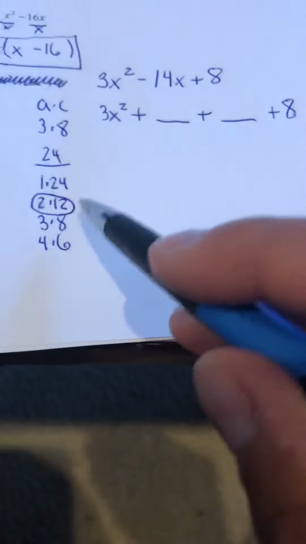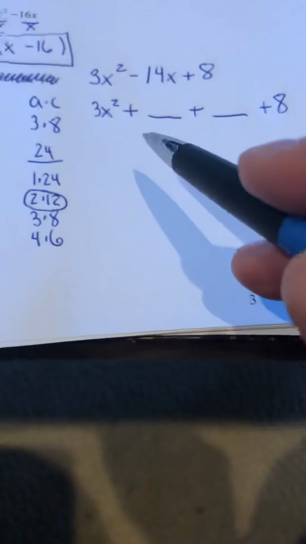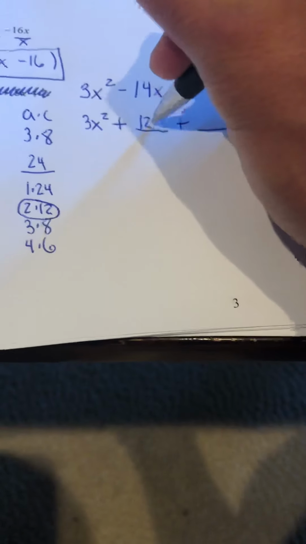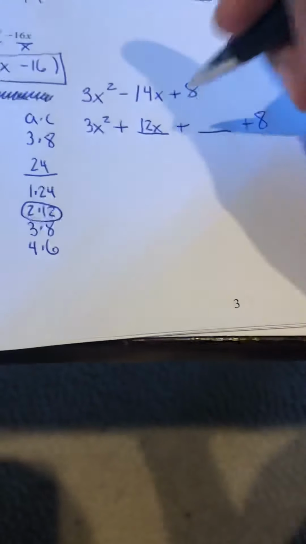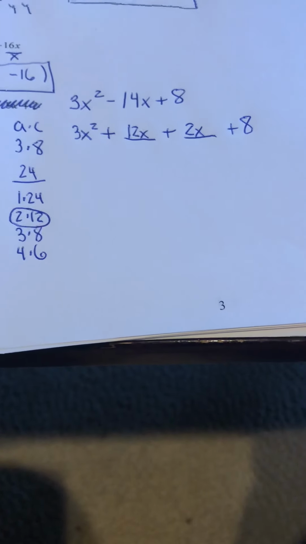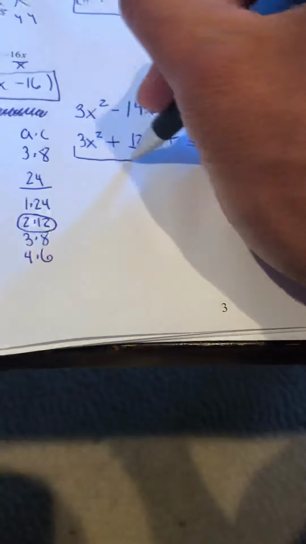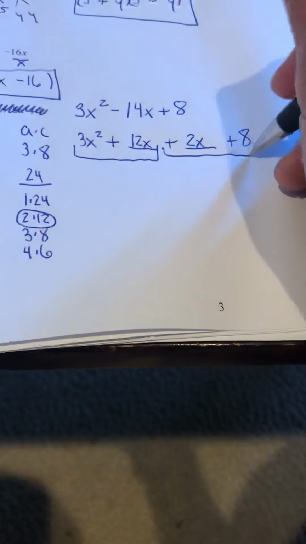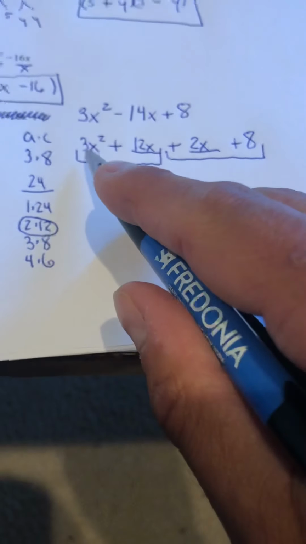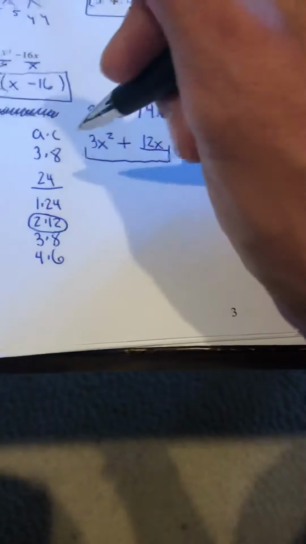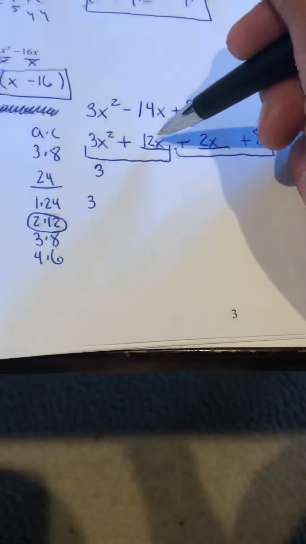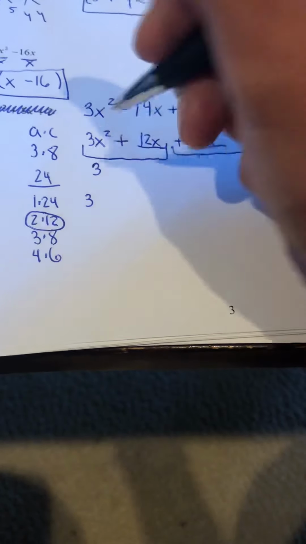We have 2 and 12. Now, it does not matter where they go. I'm going to put the 12 here. Make sure you attach an x, because it has to be a negative 14x, and a 2x here. The next thing I'm going to do is pair them off and find the GCF of the first term. They both have a 3 because 3 and 12 are divisible by 3. And they both have an x. Now remember, it's the smallest exponent, so x to the first.